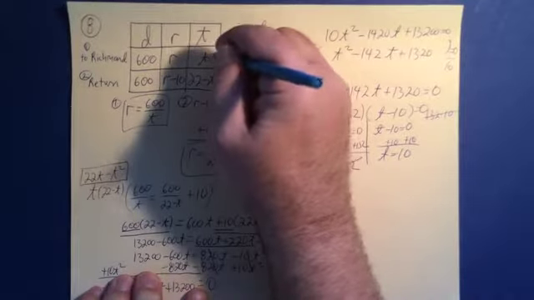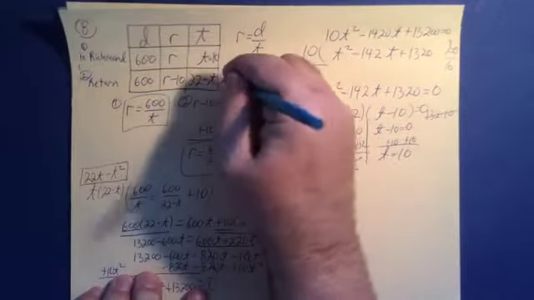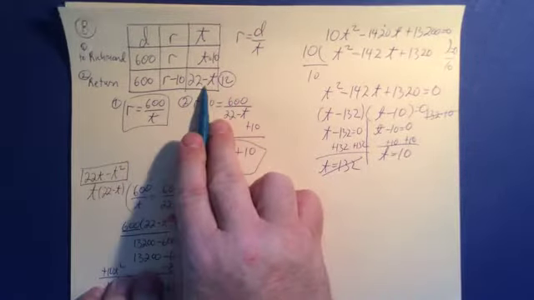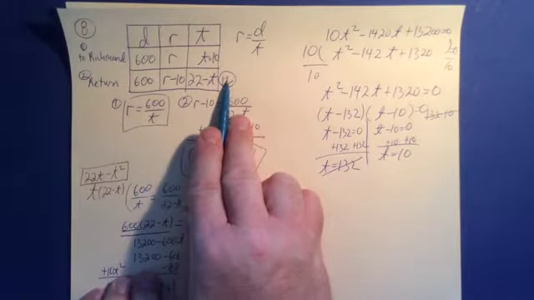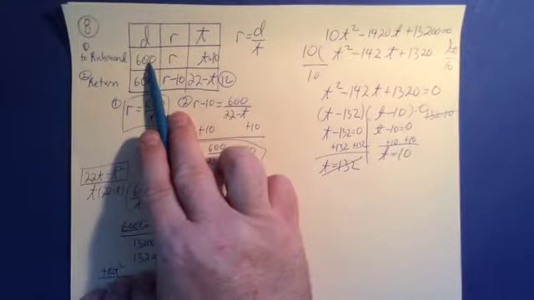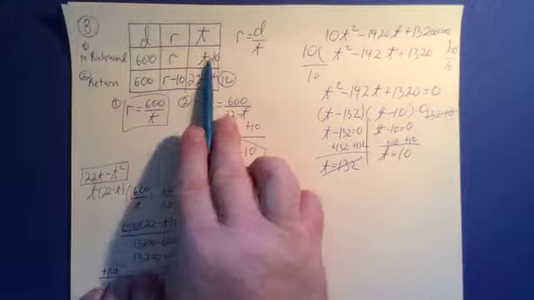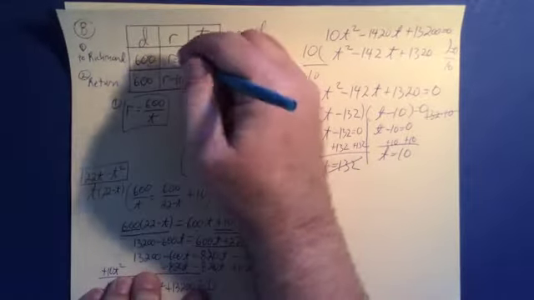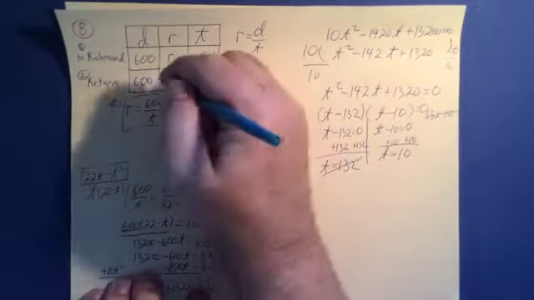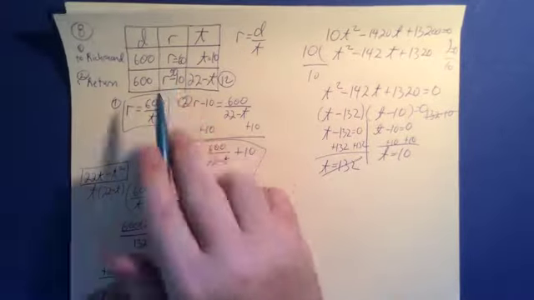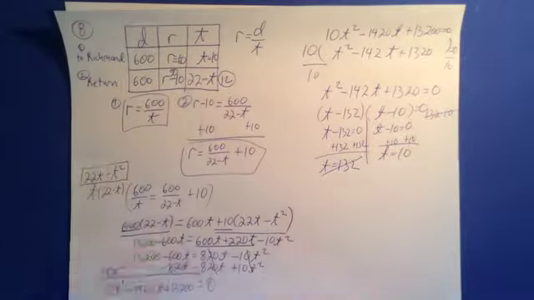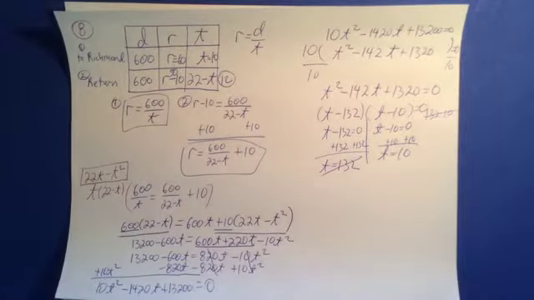So let's go ahead and put 10 in here. So we have 10 hours for this trip and then 12 for the return trip, since 22 minus 10 is 12. If it takes 10 hours to go here, then 600 divided by 10 is 60. If he goes 10 miles an hour less, that means he's going to go 50 miles per hour. And 50 times 12 is also equal to 600. So it looks like our solution checks out.